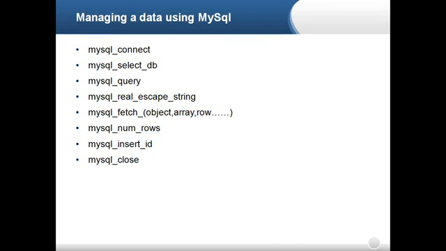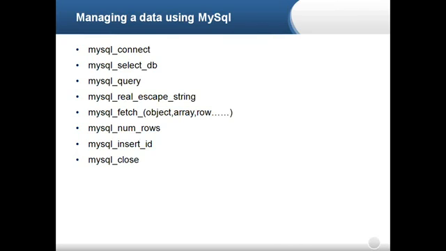mysql_fetch has other functions like mysql_fetch_object, mysql_fetch_array, mysql_fetch_row, etc. So this is basically a way of retrieving data from your tables or your result sets. We'll see how to use that. mysql_num_rows will return the number of rows fetched by your identifier.